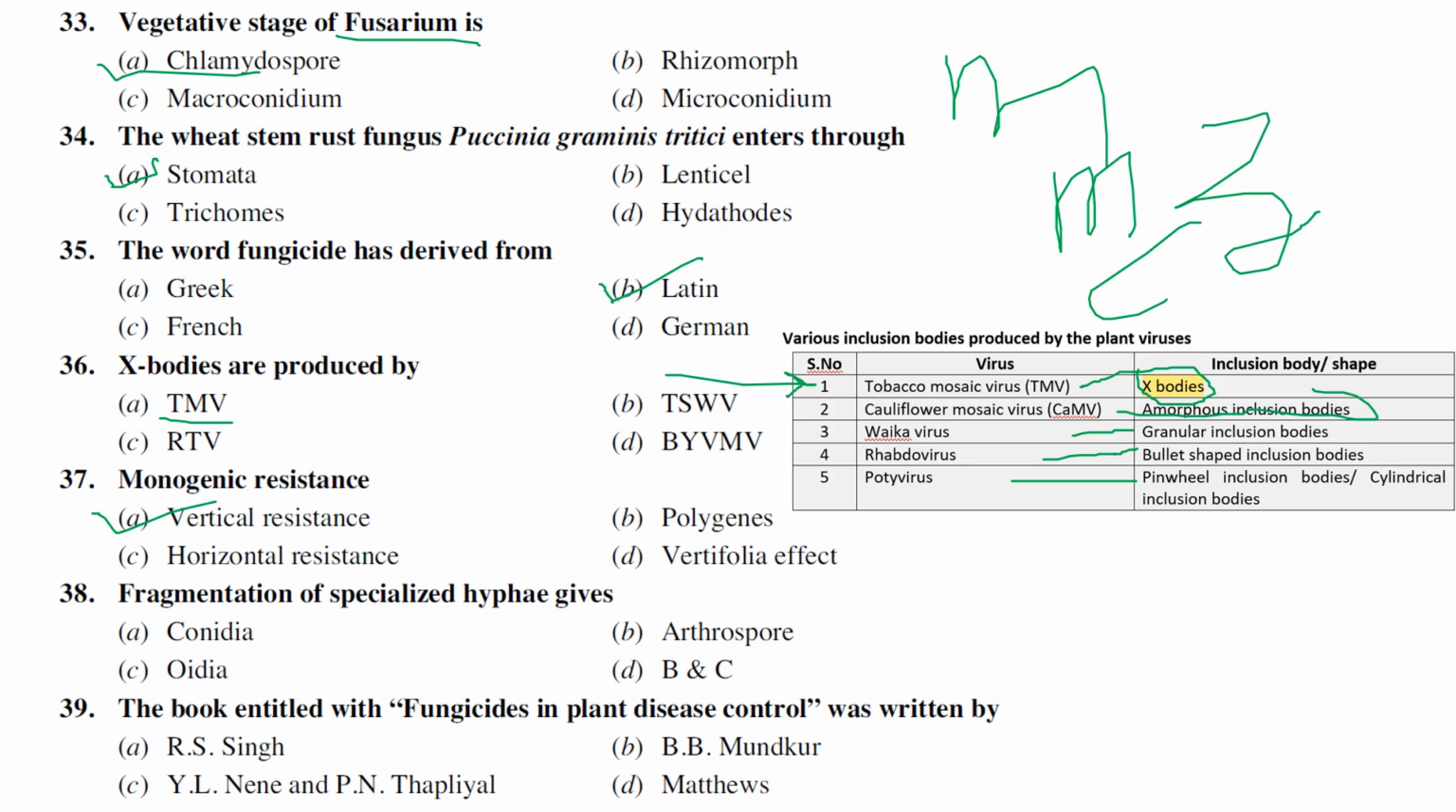So that is called the vertifolia effect. The concept was first identified by Van der Plank. Okay, the next one is the fragmentation of specialized hyphae.